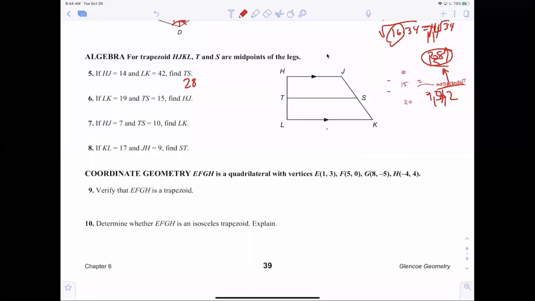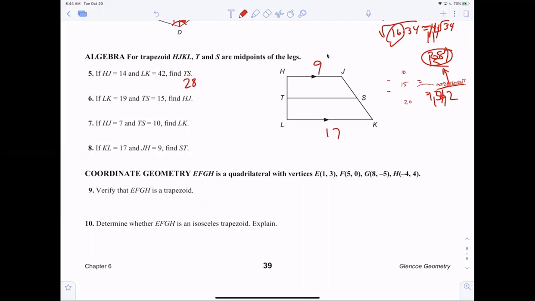KL is 17. JH is 9. I got 12.5. Oh, no, it's 26. 13. Thank you. Like a wild bunch of turkeys. All right, don't worry about it. We got Harris on the right track today, so we're all good. I know things are going well.